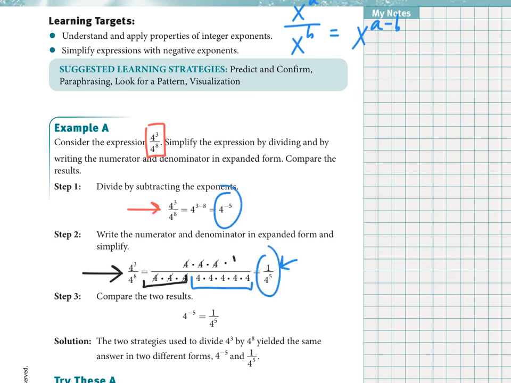So these two expressions are equal to each other: 4 to the negative 5th is the same as 1 over 4 to the 5th power. That's just a brief example of what a negative exponent really simplifies to. Basically, if you have something to a negative power, it can be written as the reciprocal. Reciprocal is a fancy word for flipping a fraction, or if there's no denominator, it means just putting a 1 over it. So 4 to the negative 5th is the same as 1 over 4 to the positive 5th.